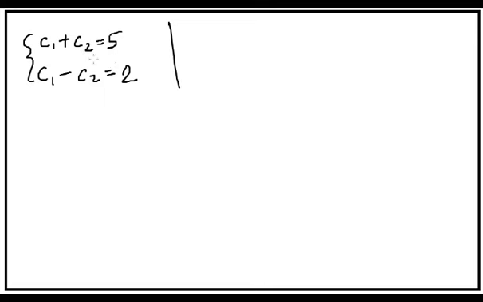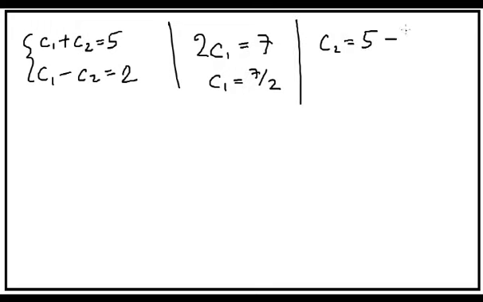The sum of the two rows gives us 2C1, because the C2's cancel, so that's going to be equal to 7. So C1 is equal to 7 divided by 2, and that makes C2 equal 5 minus 7 divided by 2, and of course 5 is 10 divided by 2, so 10 divided by 2 minus 7 divided by 2 is going to be 3 divided by 2.